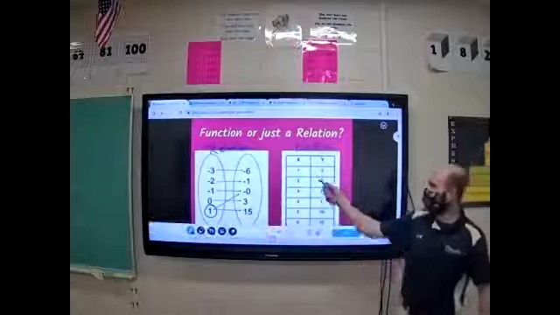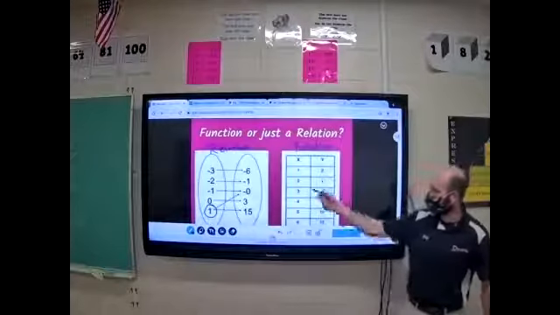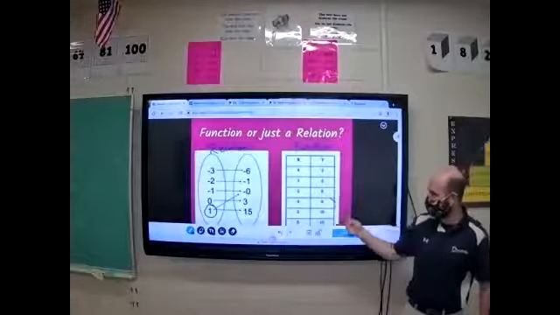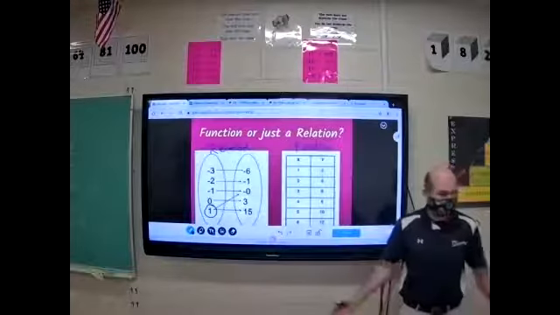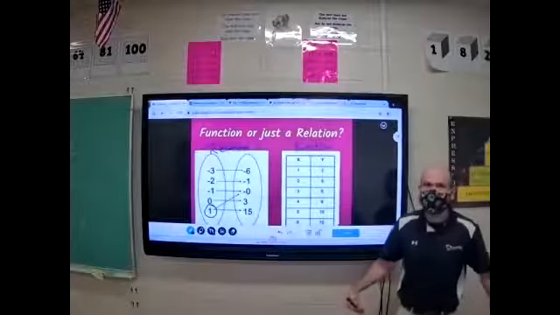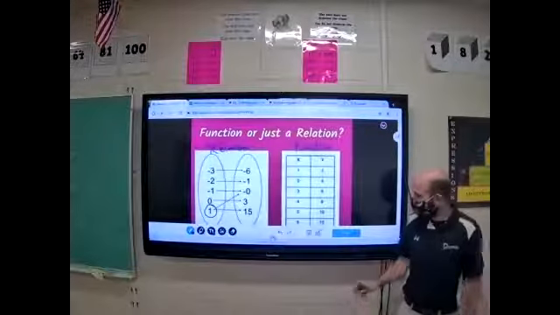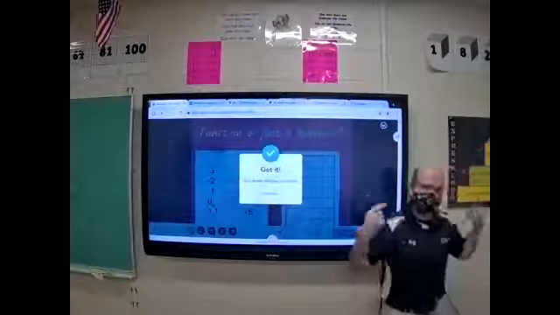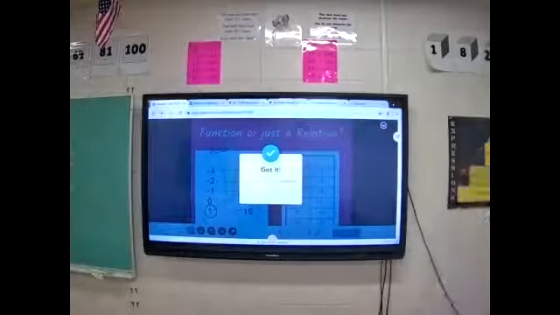Everybody knows what to do. 1 goes to 2, 2 goes to 4, 3 goes to 6, 4 goes to 8, 5 goes to 10, 6 goes to 12. Right? If you know what you need to do, you can function. Just trying to make things click in your head, things that will help you remember things later on.